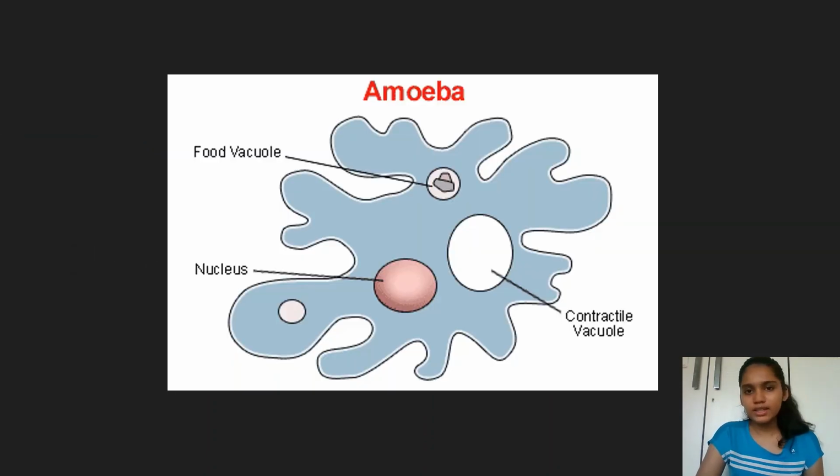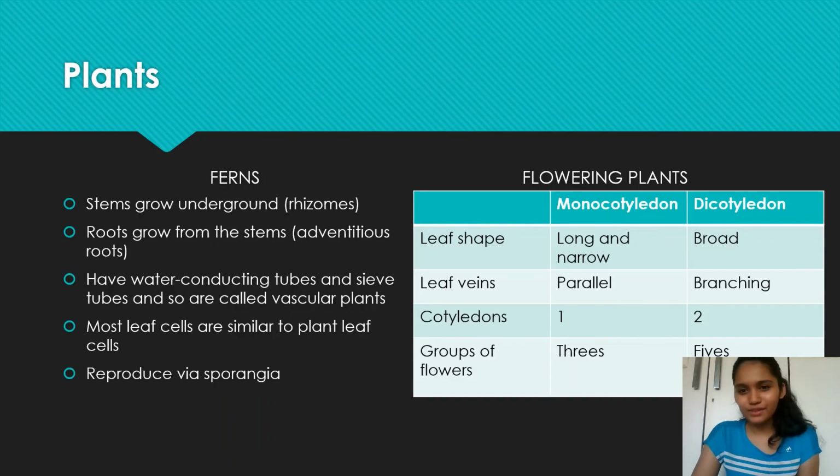Example is Amoeba here. This is the food vacuole, nucleus. It's just one cell and you have a contractile vacuole, which you will learn about later in chapter 3. I don't want to complicate stuff for you all now.